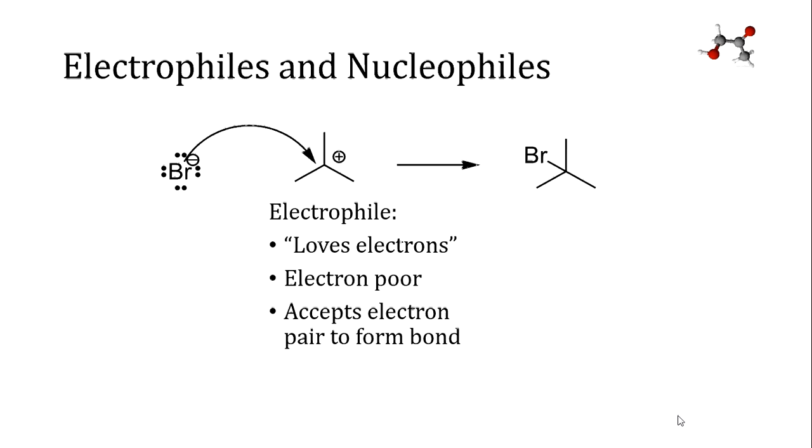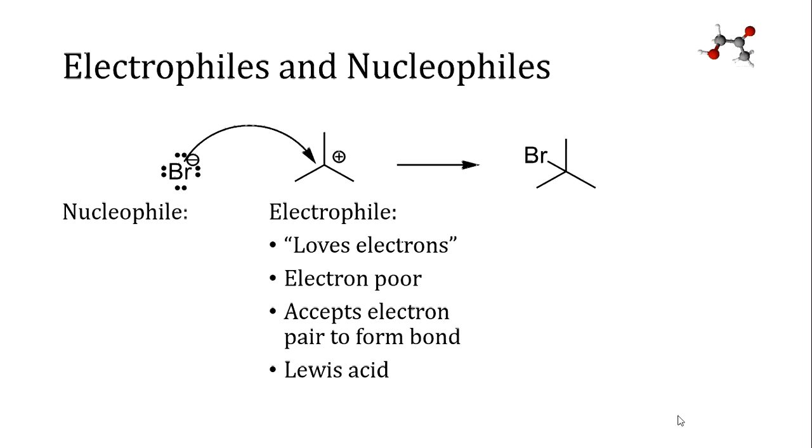We already have a definition for something that accepts electron pairs to form new bonds, and that is a Lewis acid. In general, the terms electrophile and Lewis acid are pretty interchangeable, with some fine technicalities: Lewis acidity is describing a thermodynamic phenomenon and electrophile is describing a kinetic phenomenon. But generally something that's a Lewis acid is an electrophile and vice versa.